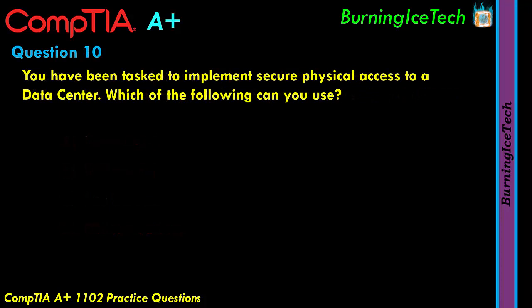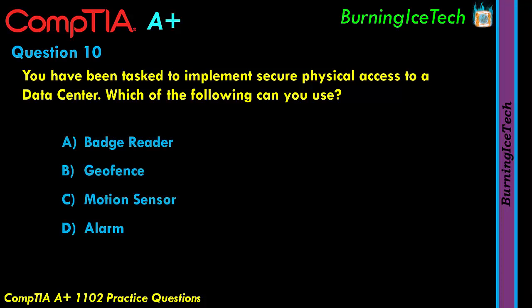Question 10. You have been tasked to implement secure physical access to a data center. Which of the following can you use to achieve that goal? So we've got 4 possible things you may or may not want to make use of. The first is a badge reader. That doesn't sound too shabby because a badge is something the user or the technician or individual would have to have physically on their person.